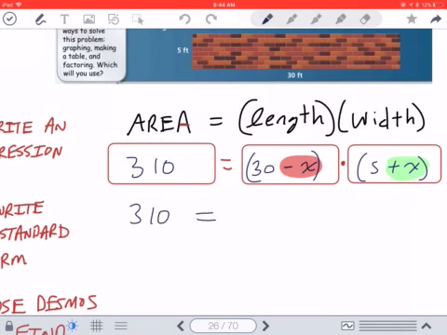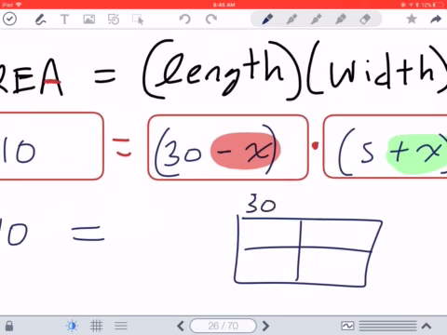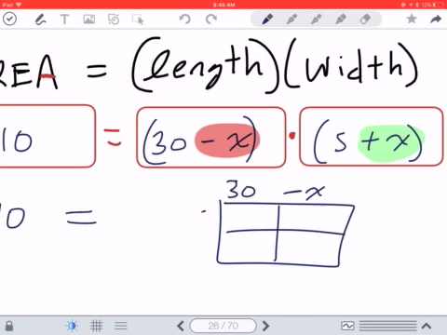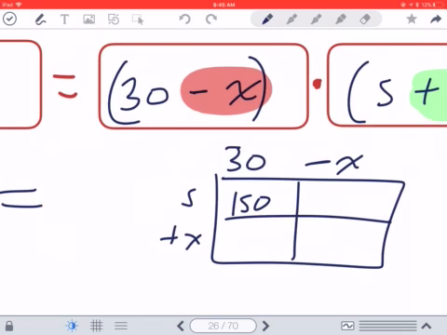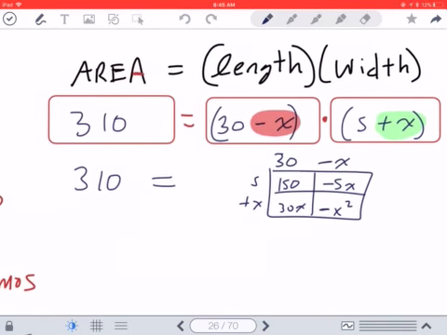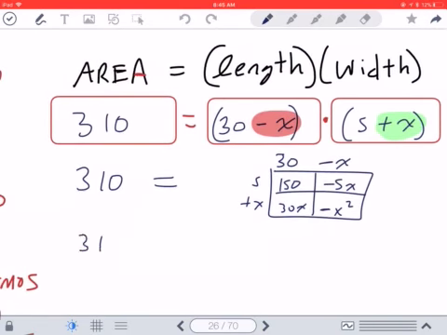So I have 310 equals, and then over on this side, I want to get these together. So I'm going to multiply the length and the width by using the box method. And I get 5 times 30 is going to be 150. 5 times negative x, negative 5x, 30x here. And then I have a negative x squared right there. All right, so I'm going to write 310 equals negative x squared plus 25x. And then I have a positive 150.